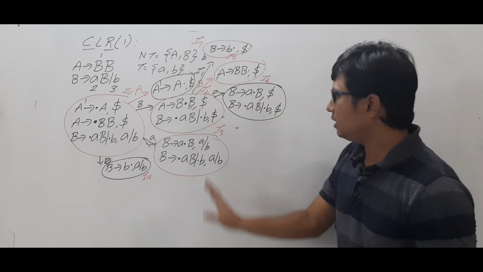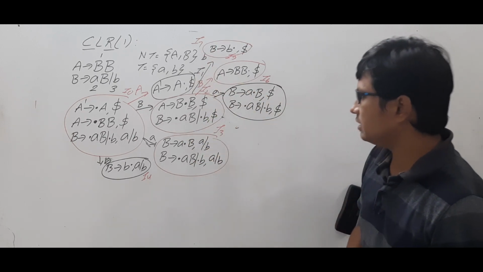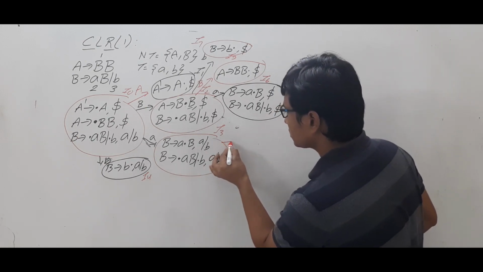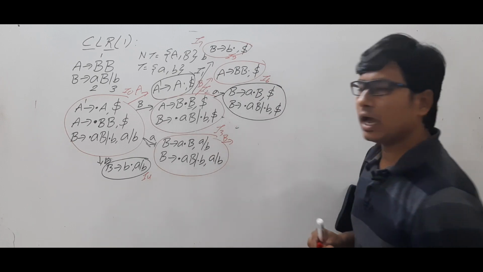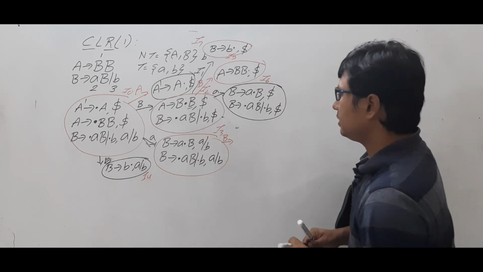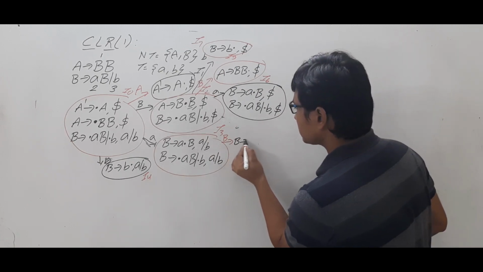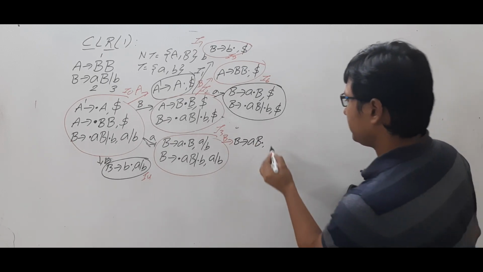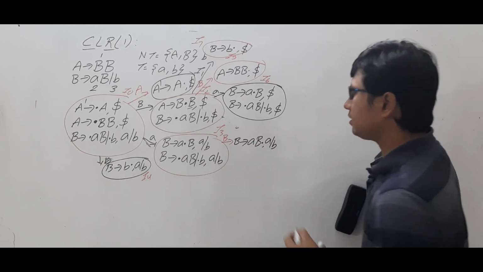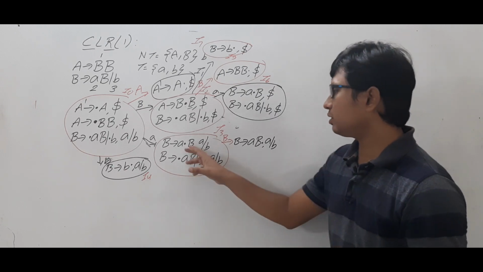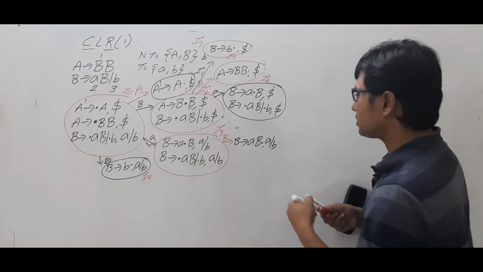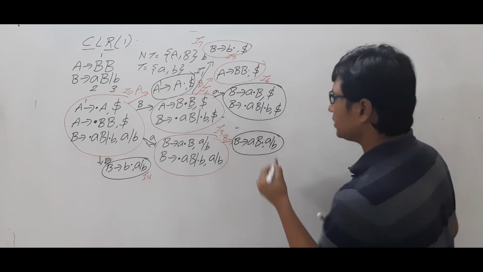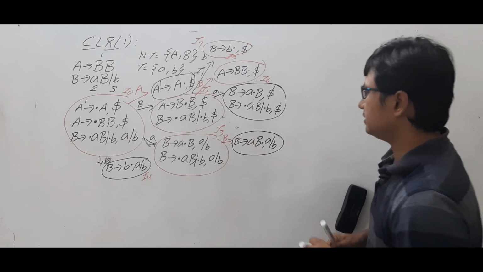Now come to I3. I3 on B, what will happen? It will be B determines A, B dot, and A or B. Am I right or wrong? Because whenever you are computing the go to, the look ahead will not change. So this is our new item. Let me name it as I8.